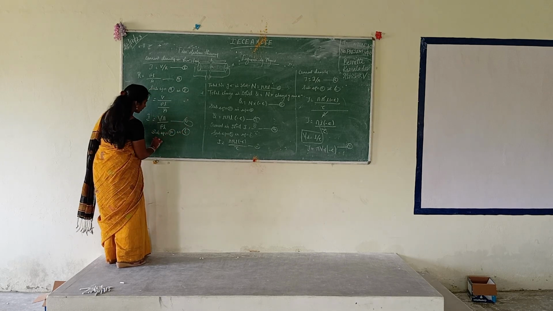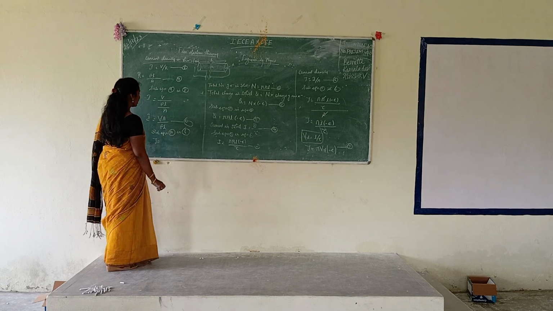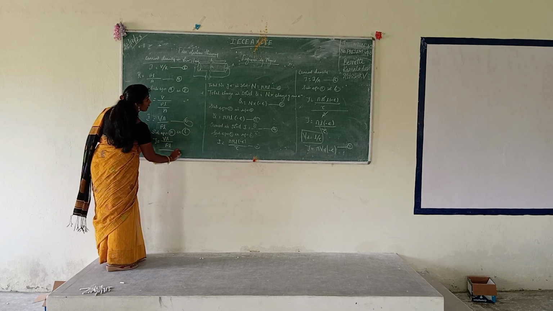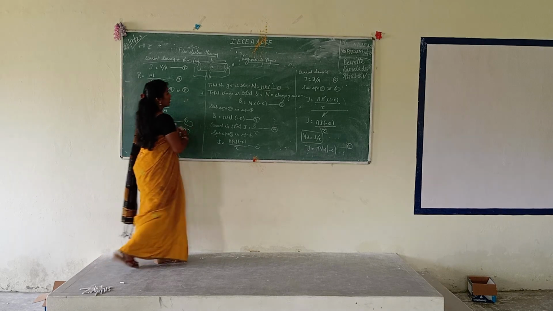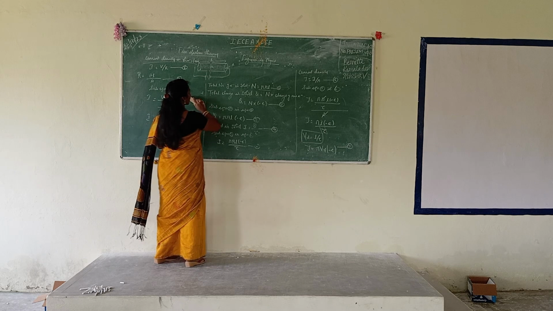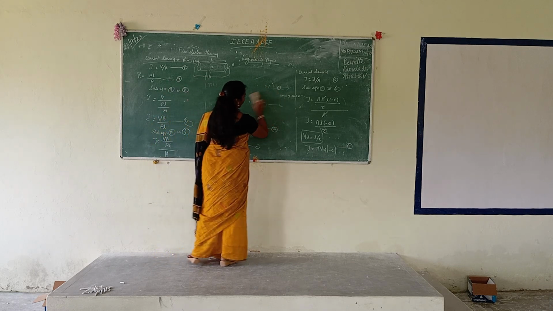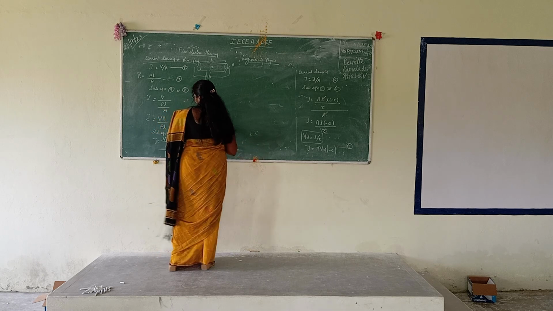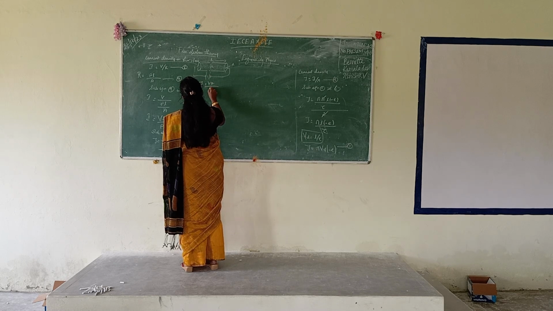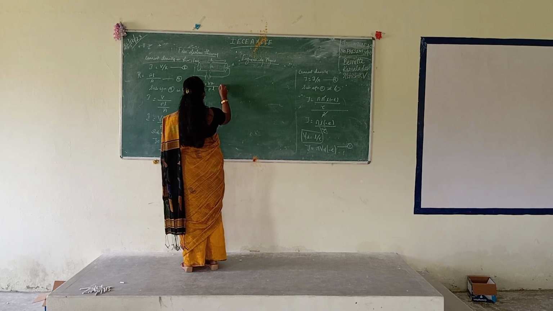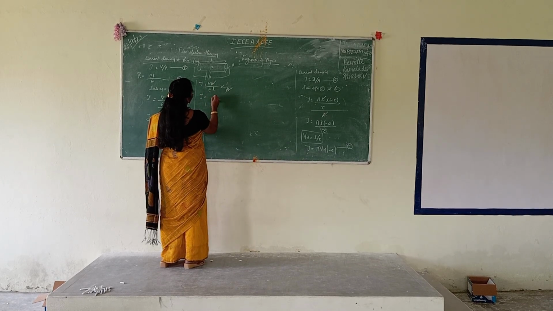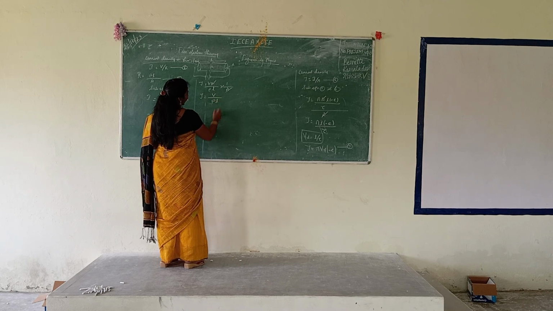J is equal to VA divided by rho L, divided by A. So J is equal to VA divided by rho L into 1 divided by A. A cancels. So J is equal to V divided by rho into L.